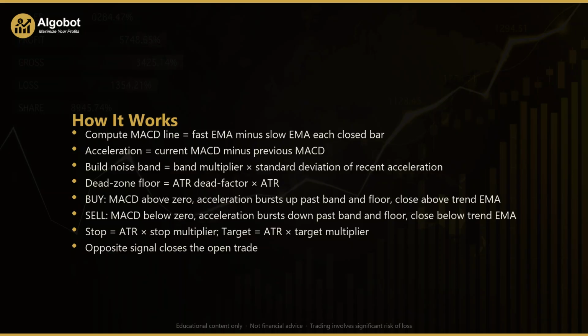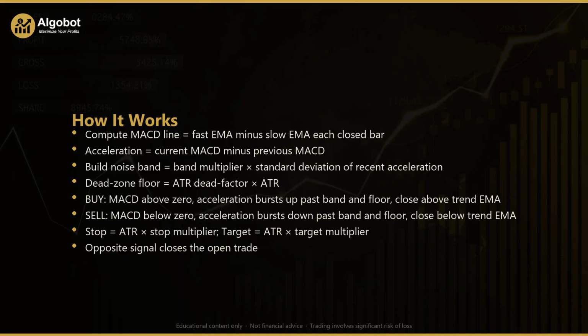Risk management is volatility-based. On a long, the stop loss sits below entry by the stop multiplier times ATR, defaulting to 2 times ATR, while the take profit sits above entry by the target multiplier times ATR, defaulting to 3 times ATR. That's a 3-to-2 reward-to-risk shape. The short side mirrors this exactly.